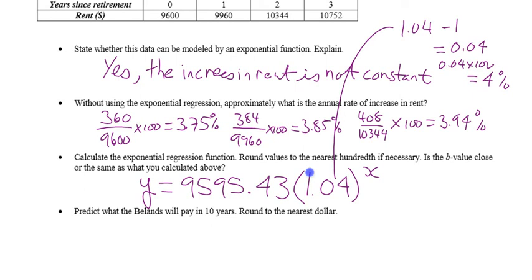When you're looking at a b value that is less than 1, so let's say we had a b value of 0.86. What's the rate of decrease then? Is it 86%? Think about what's the rate of decrease? If your b value was 0.86, what would your rate of decrease be?